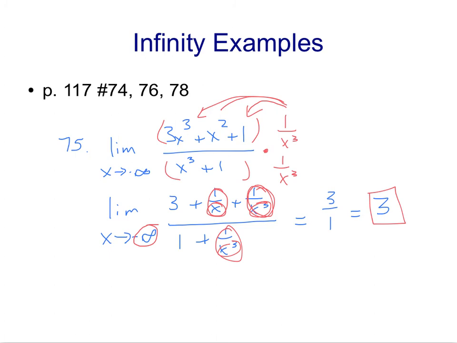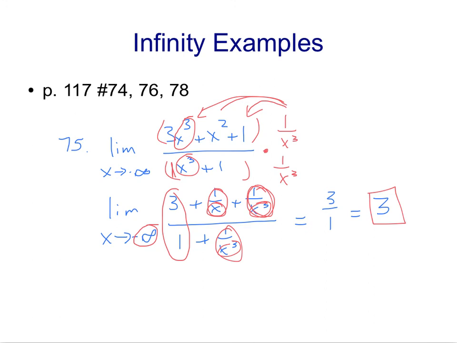Anytime you have polynomials where they are the same degree, meaning the largest power of x is the same, and you're going to infinity or negative infinity, everything's going to go away except the leading coefficients. So notice we ended up with the 3 and the 1, and that's what the coefficients were. There's a 3 on top and a 1 on bottom. So that trick will work. If you're not comfortable with that, you can try my 1 over x cubed thing.